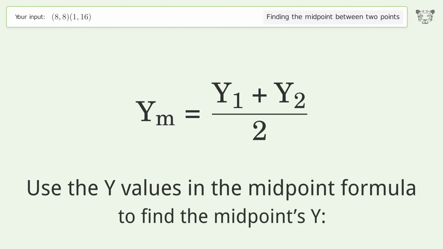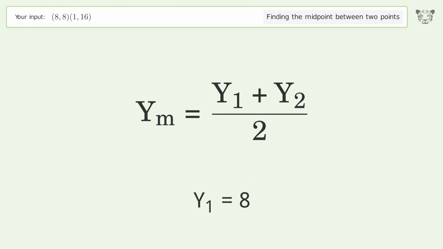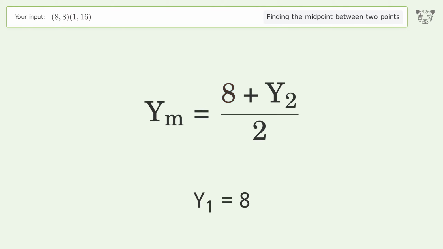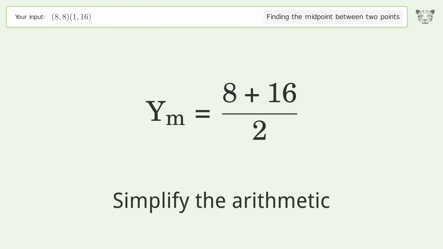Use the y values in the midpoint formula to find the midpoint's y. y1 equals 8. y2 equals 16. Simplify the arithmetic.